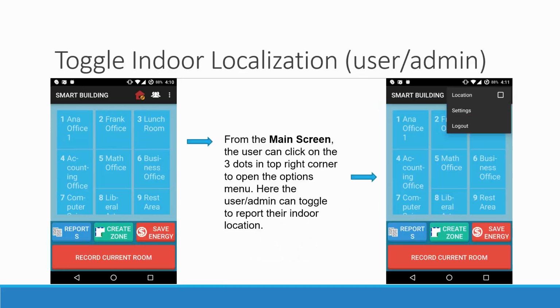Toggle Indoor Localization, available to users and admins. From the main screen, the user can click on the three dots in the top right corner to open the menu options. Here, the user or the admin can toggle to report their indoor location by clicking on the location checkbox.